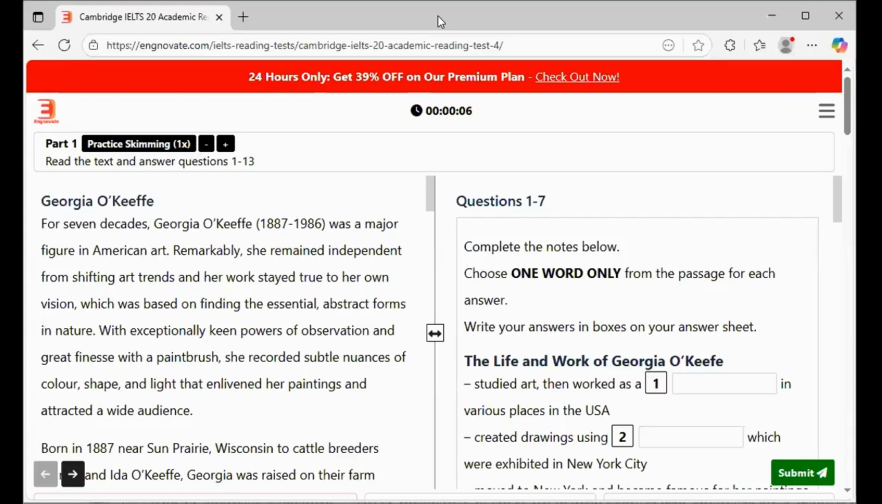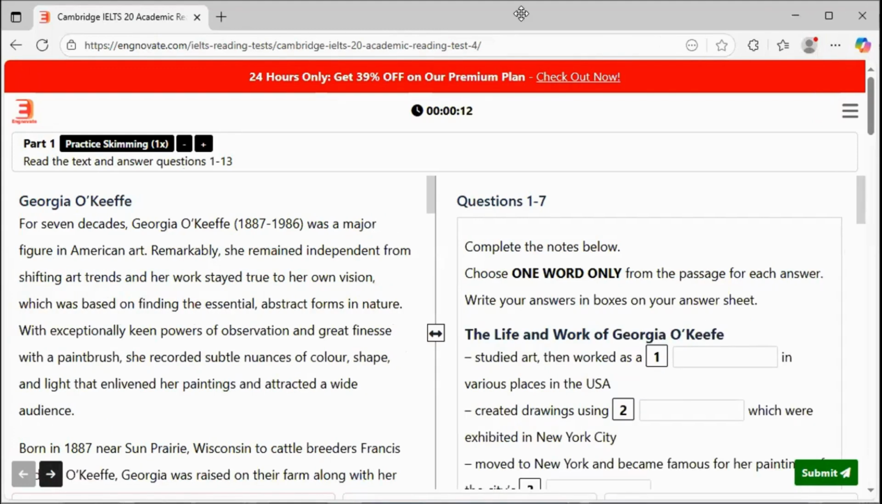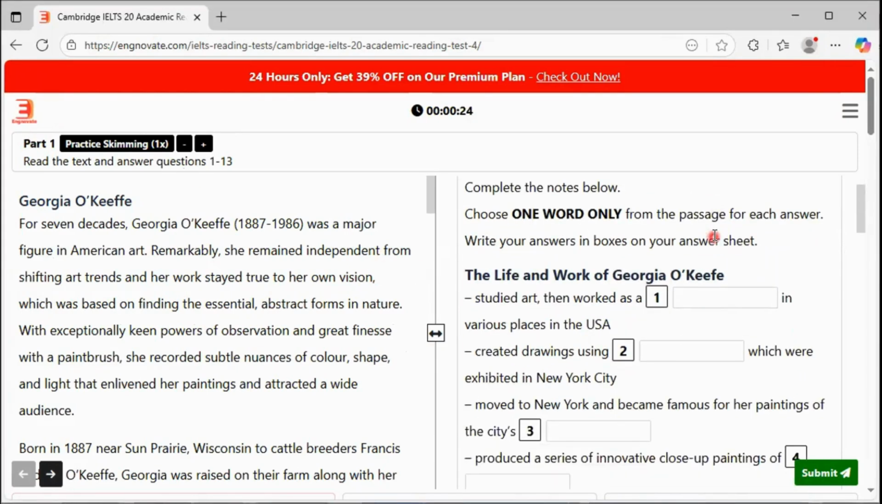So here we are. This is our test here, Cambridge IELTS 20 academic test 4. You can see that on the right side of the screen we have our questions, and on the left side we have our passage. Like I said, I will start with the questions. I will probably just identify keywords for questions 1 and 2.